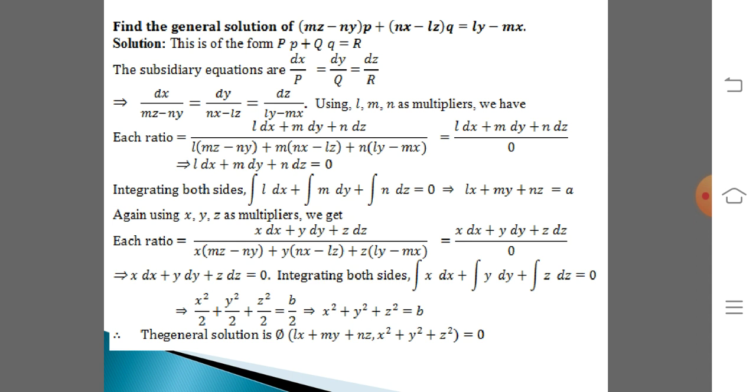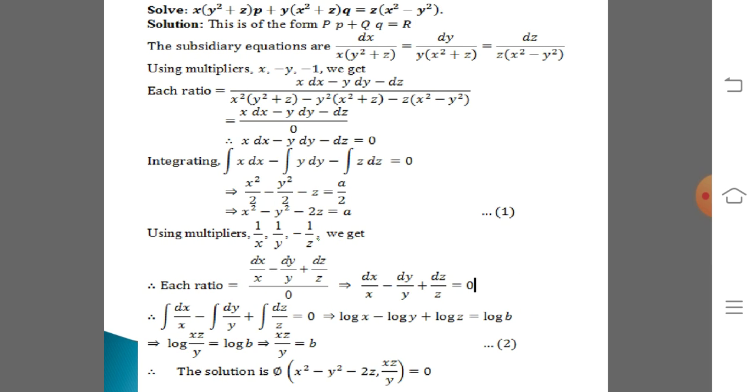On integration, we have x square by 2 plus y square by 2 plus z square by 2 equal to the integration constant b by 2. On cancelling 2 on either side, we have x square plus y square plus z square equal to b. It is of the form v equal to some constant. Therefore, the solution is phi of u comma v equal to 0, that is phi of lx plus my plus nz comma x square plus y square plus z square equal to 0, which is the required solution.